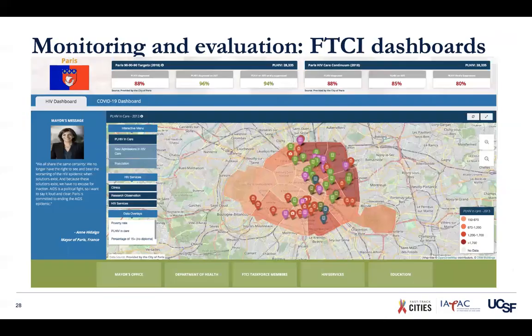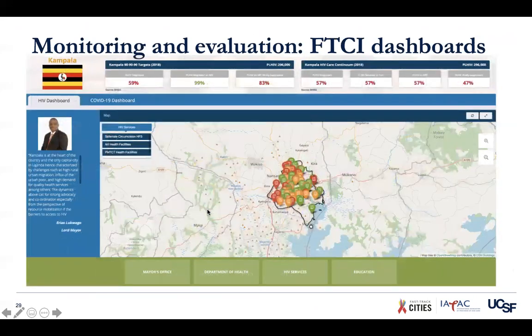So let me give you some examples here. Here we are in Paris, and this is looking at the people in care by treatment centers, right? Here we are in Kampala, in Uganda, looking at Kampala and the surrounding regions, looking at the same thing, the FTCI dashboard. And here we're looking at the proportion diagnosed, proportion diagnosed and on ART, and on ART and suppressed.